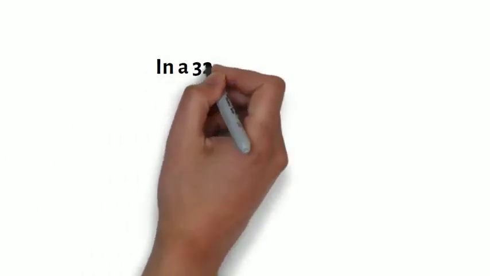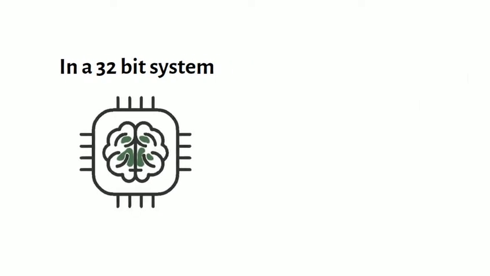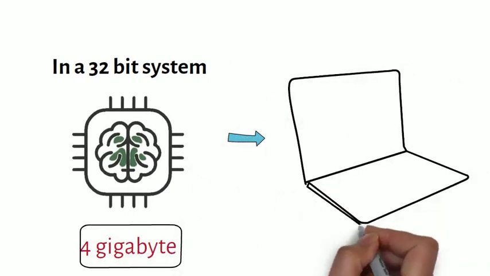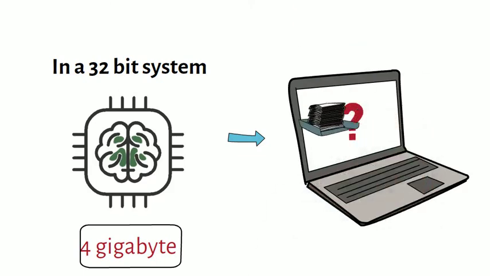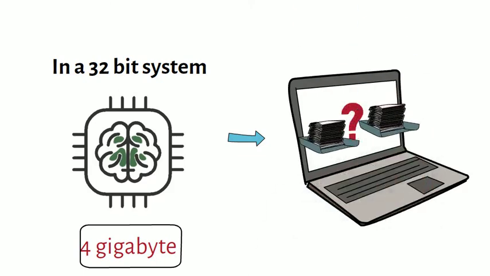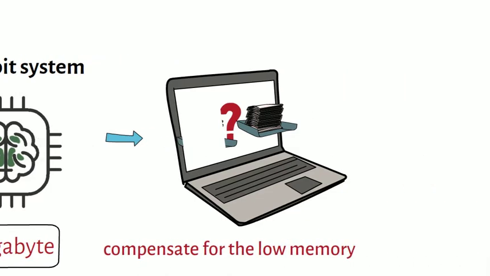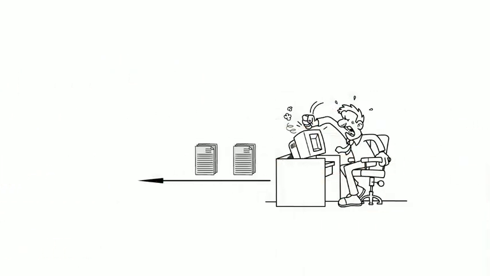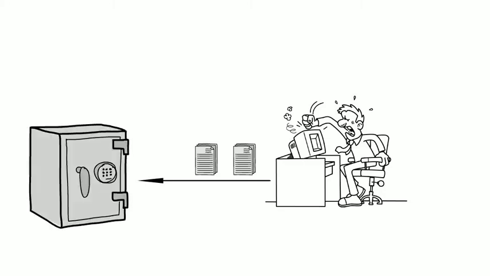Now in a 32-bit system, since the maximum amount of memory that it can support is 4 GB, it may not be enough to hold all the data that the CPU needs to make the computer run as fast as possible. And when this happens, some of the data has to be kept on a slower hard drive to compensate for the low memory. So instead of data going from RAM to CPU, it has to do extra work by going back to the slower hard drive. And when this happens, it slows down the computer.